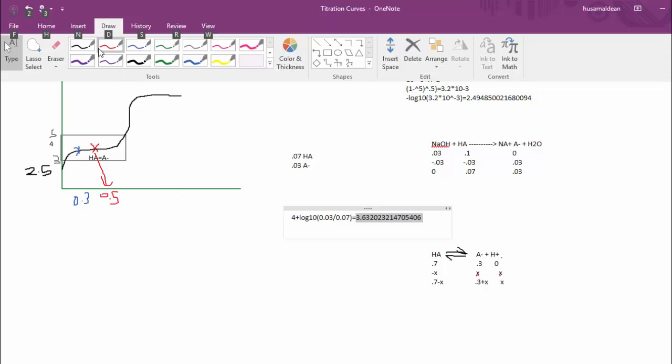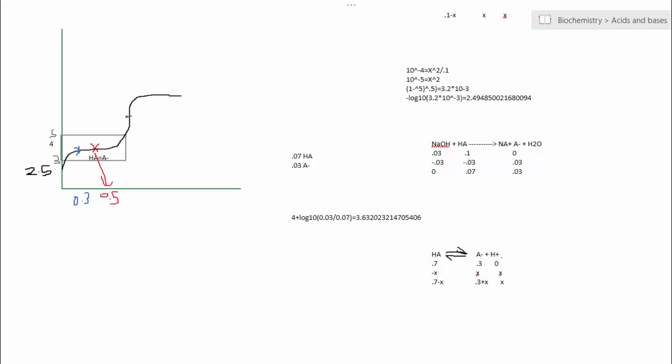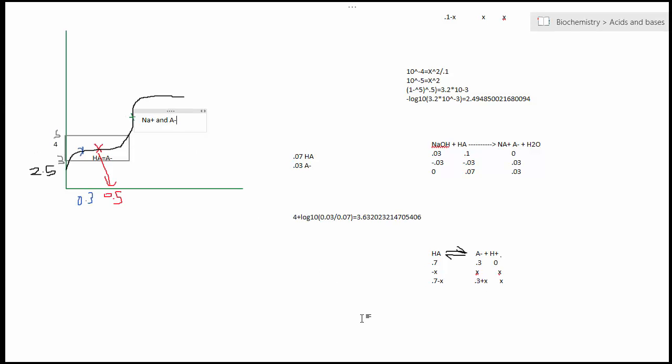Now moving to the equivalence point here, it is where all the base has neutralized the acid, and we are only having the conjugate acid and the conjugate base. So we are only having Na plus and A minus. Of course, Na plus is a very weak conjugate acid, but A minus is a weak conjugate base that can react with water to form OH minus.